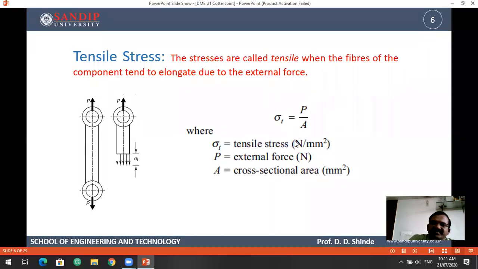This is the definition of stress we had studied: internal resistance set up per unit area. So sigma T is the tensile stress. Stress is denoted by sigma, and depending on the nature, the prefix T means tensile. So tensile stress sigma T will be equal to P by A, where P is the external force and A is the cross-sectional area. So stress is P by A, Newton per millimeter square, because force is in Newton and cross-sectional area is in mm square.